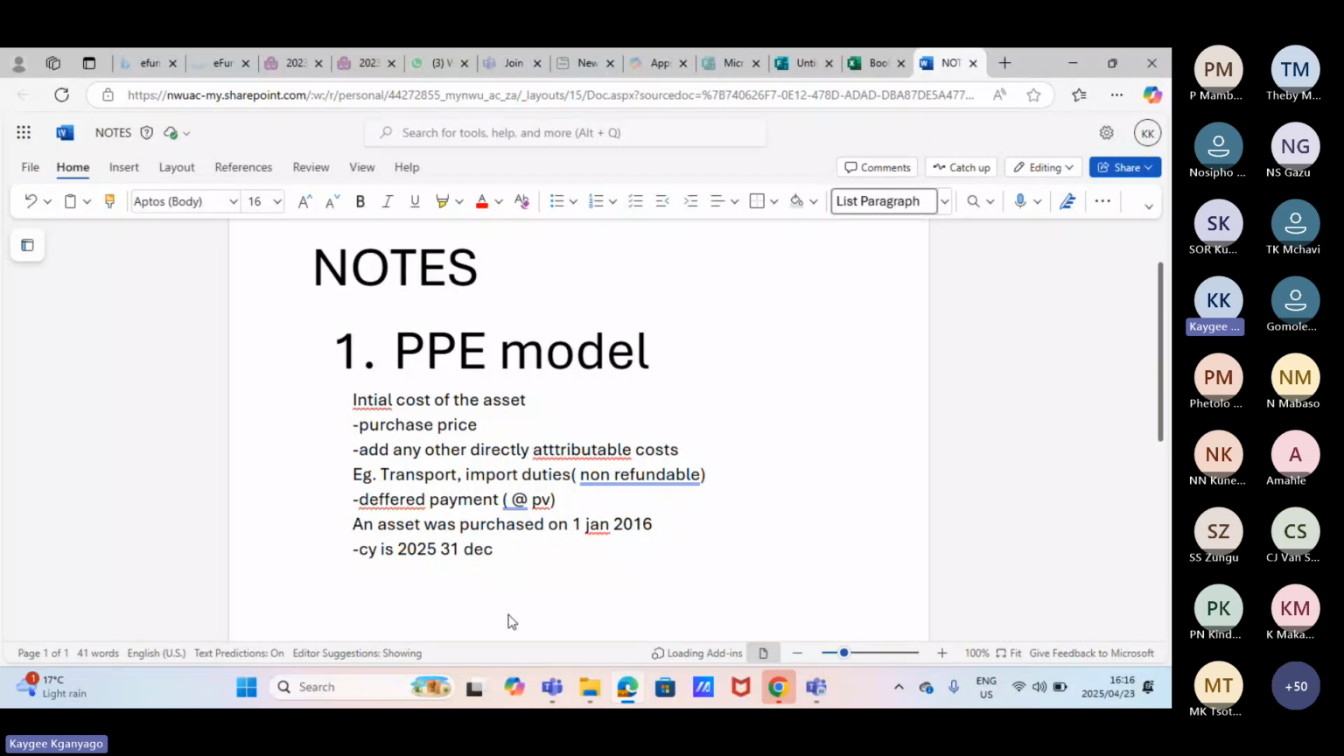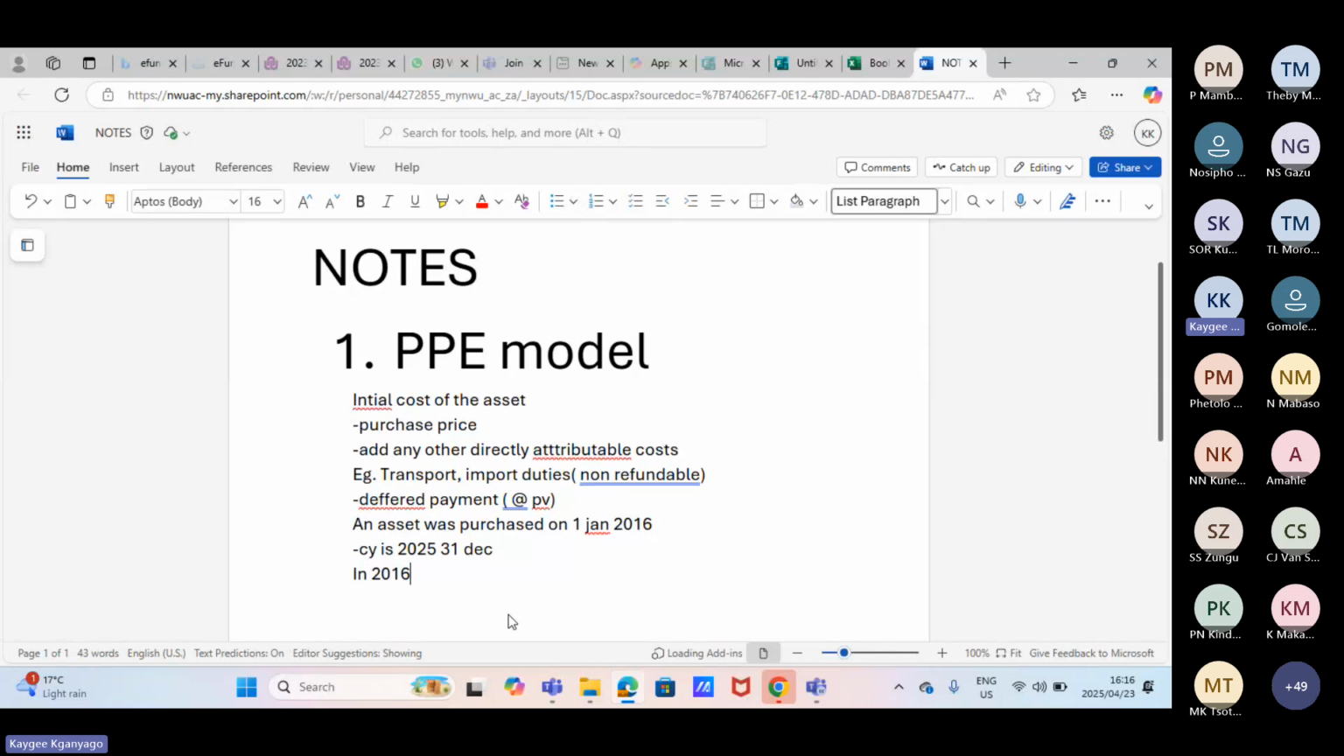This asset was purchased in 2016, but I'm currently in 2025. They say I must prepare the property, plant, and equipment for this asset in 2025. Do you agree? In 2016, I was going to recognize what? The present value. Do you agree? The present value of the deferred payment. I was going to recognize the present value of that deferred payment.